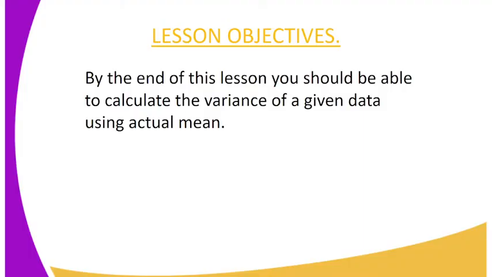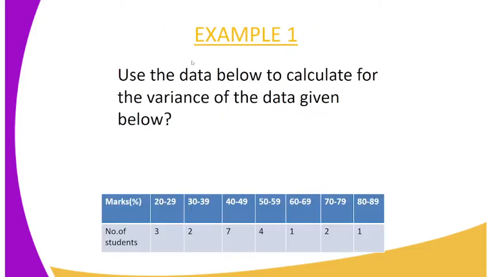Your tutor today is Mr. Wanyoike, a mathematics teacher. In today's lesson, lesson number 33, Form 4 work, the topic is Statistics 2, and the subtopic is Calculation of Variance using an actual mean. On to the lesson objective. By the end of this lesson, you should be able to determine the variance of a given data using an actual mean.